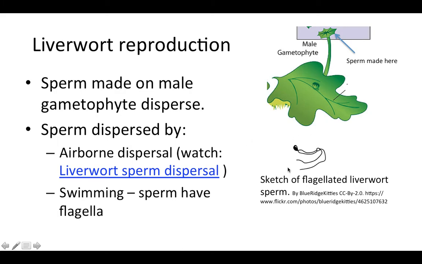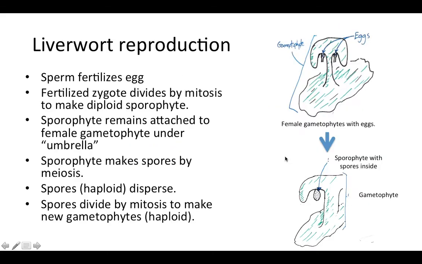Here's a sketch of a flagellated liverwort sperm. In fact, they are able to swim, as are the sperm of many other plants. We'll talk about that as we go through some other plant groups too. Eventually, a sperm is going to get dispersed and it's going to swim up and reach the egg. Once that happens, fertilization can occur and a zygote is formed.